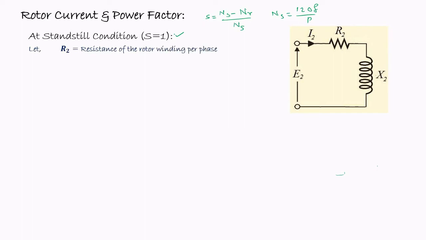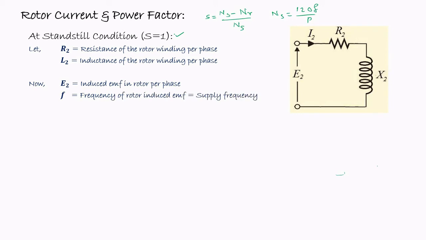Let R2 is the resistance of the rotor winding per phase. L2 is the inductance of the rotor circuit per phase, and E2 is the induced EMF in the rotor per phase during standstill condition. That can be easily found out by using the transformation ratio that we have already seen. Let's say f is the frequency of the supply, and at standstill condition, it will also be the frequency of the induced EMF in the rotor circuit. Therefore, the rotor winding reactance per phase can be calculated by 2 pi f L2. X2 is the rotor winding reactance at standstill condition. It depends upon the supply frequency.